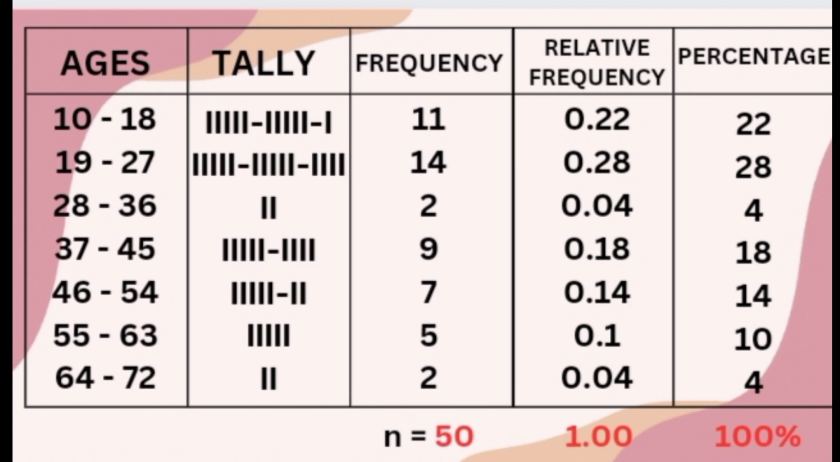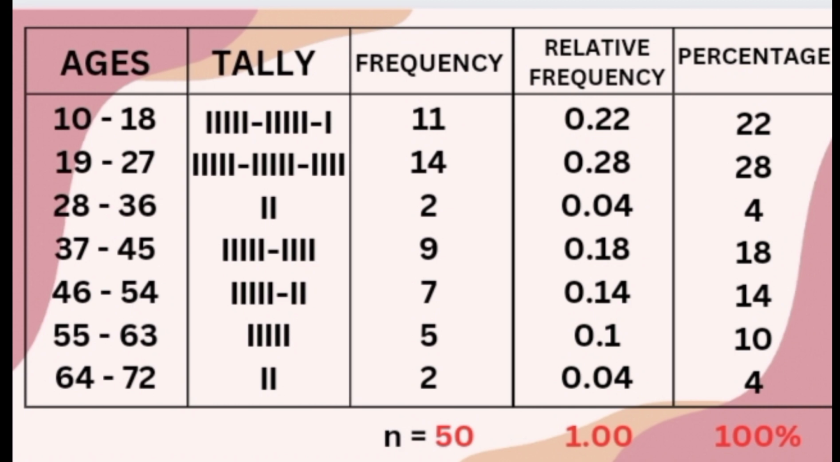Para makuha ang tally, babalik ka sa stem and leaf upang makita kung ilan ang bilang ng number na nakapaloob sa 10 to 18, 19 to 27, 28 to 36, 37 to 45, 46 to 54, 55 to 63, and 64 to 72. Now, nakuha na natin ang tally. Pumunta naman tayo kung paano nakuha ang frequency. Bilangin mo lang ang tally, then ayun din ang ilalagay mo sa frequency.